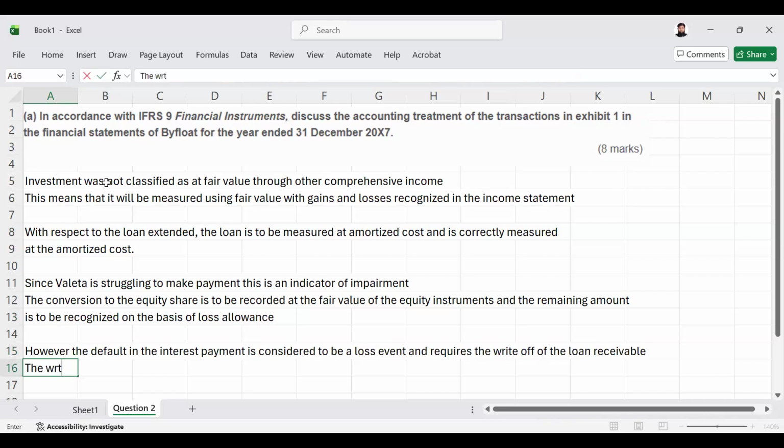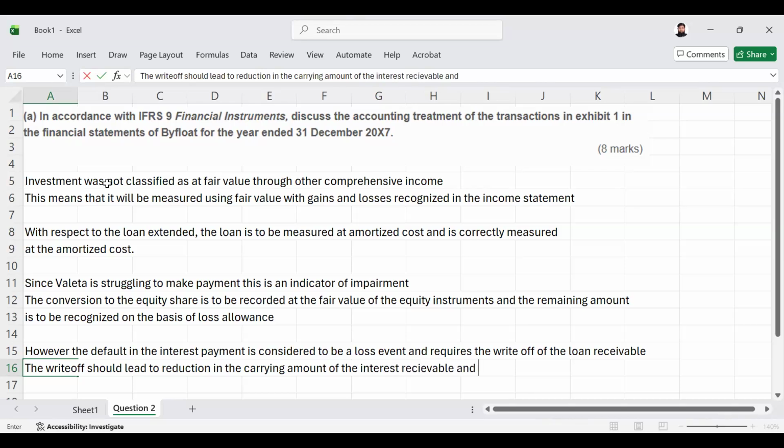The write-off should lead to a reduction in the carrying amount of the loan asset and of the interest receivable, and should be recorded in the income statement.